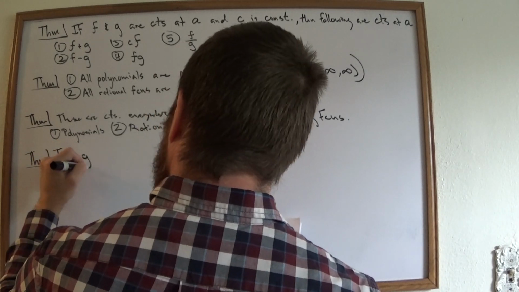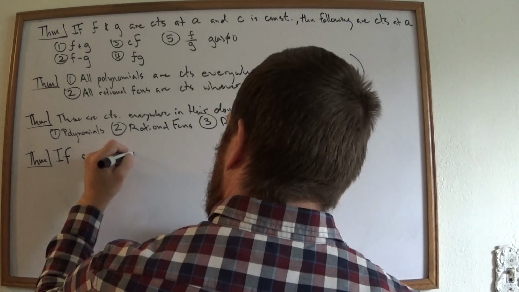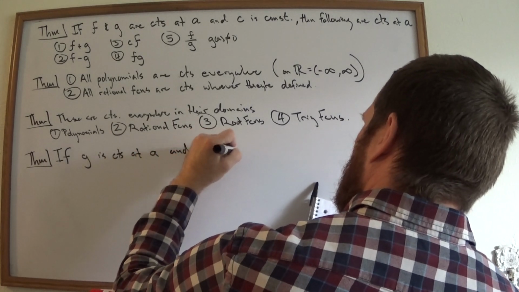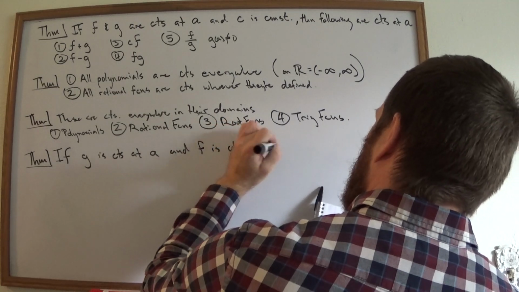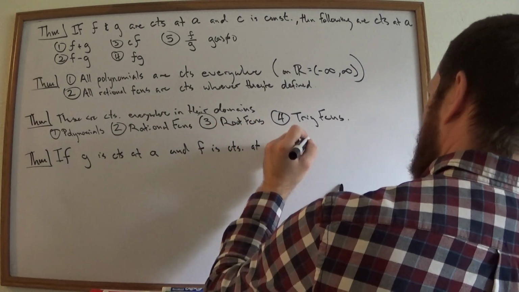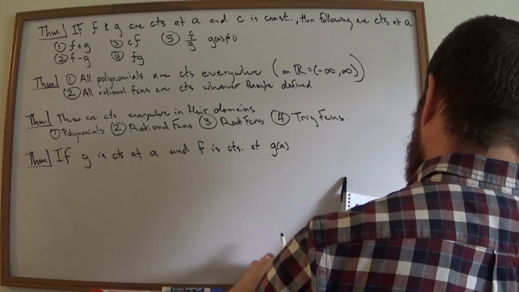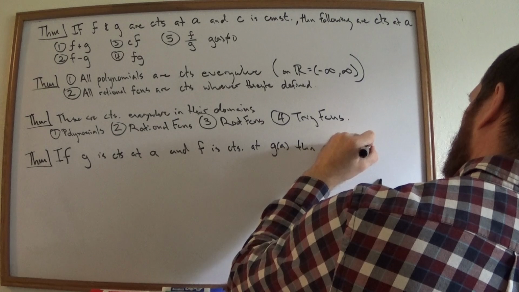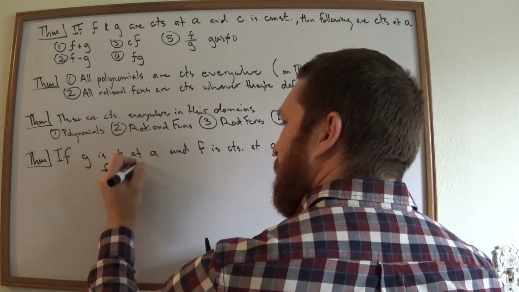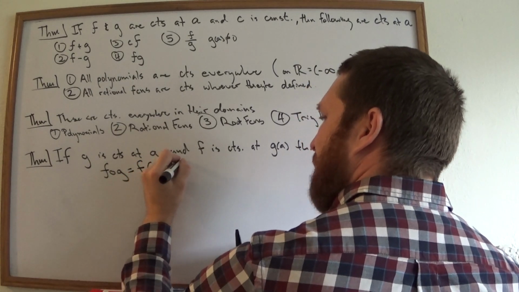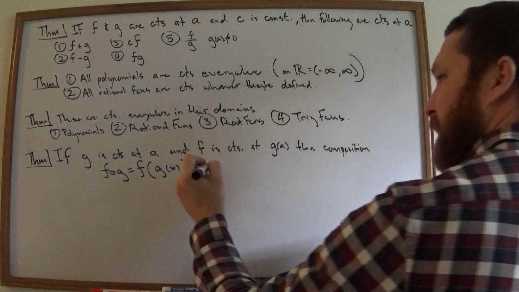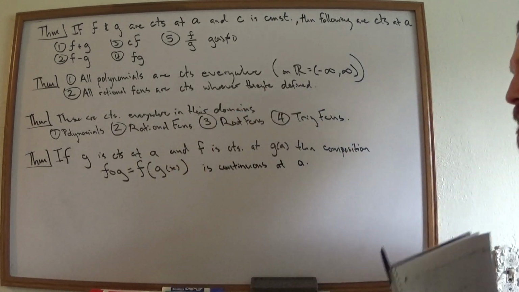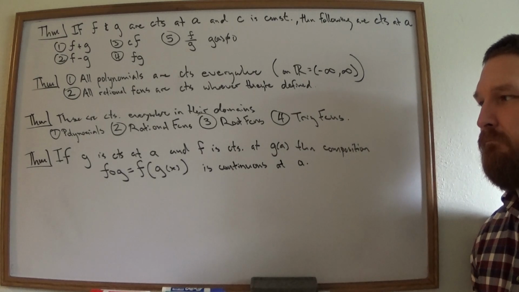If g is continuous at the number a, and f is continuous at g of a, then the composition f of g, in other words, the function that you get when you put g inside f, is continuous at a. So there you go.